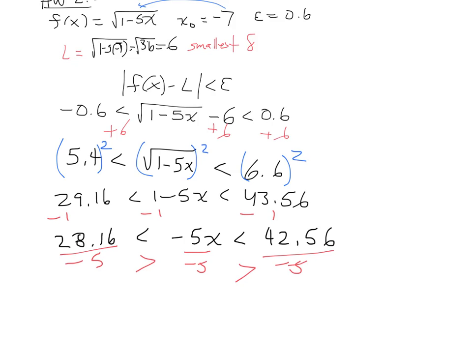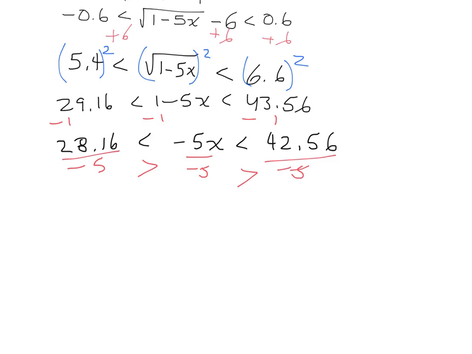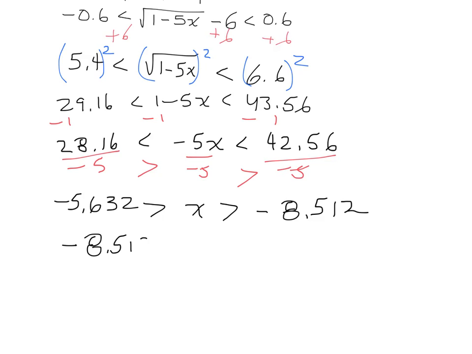All right, so what did I get? Negative 5.632 less than x less than negative 8.512. Just because we like to have the smaller value on the left, I'm going to rewrite this. It's just how our eyes are used to seeing it. So all I did was turn everything around, so it's the same thing.